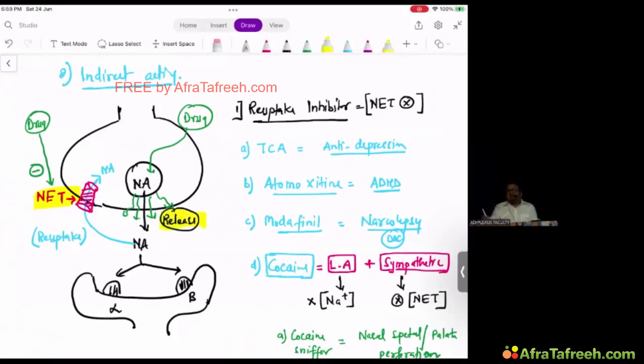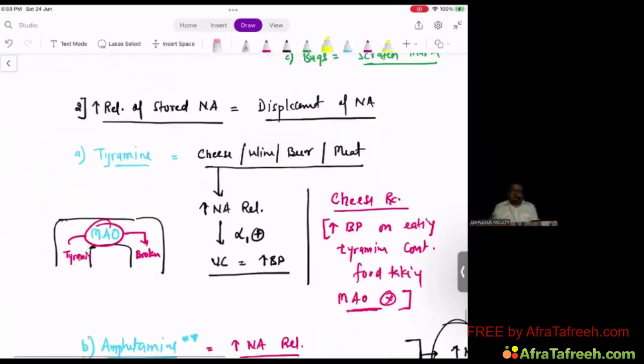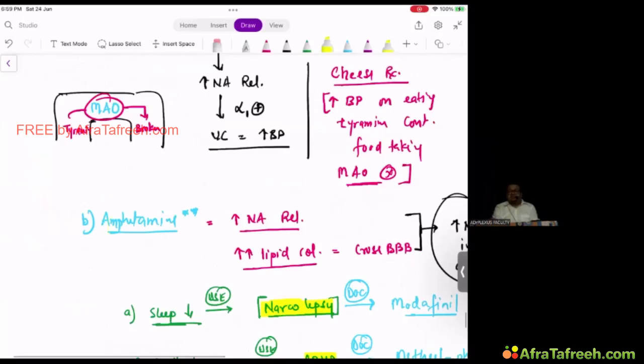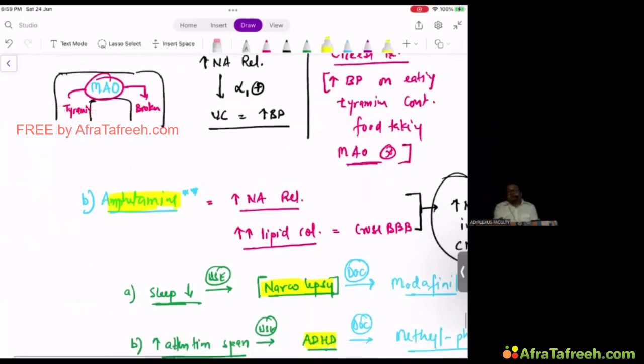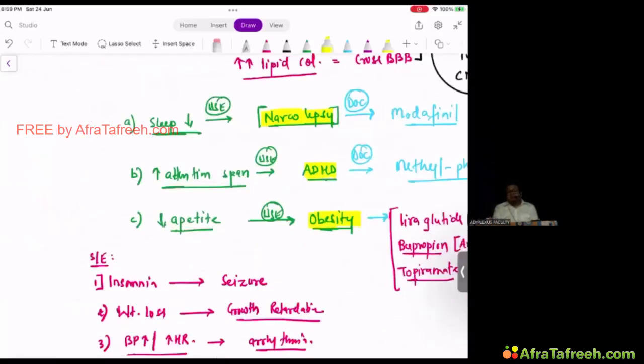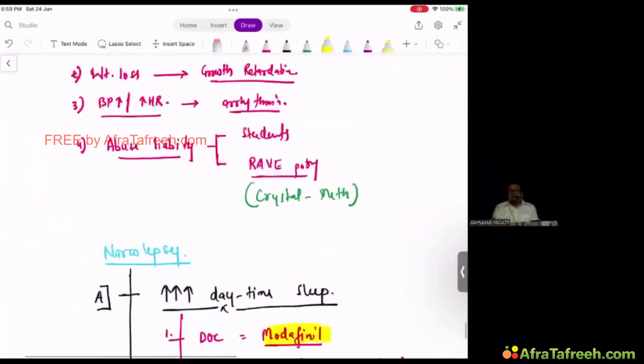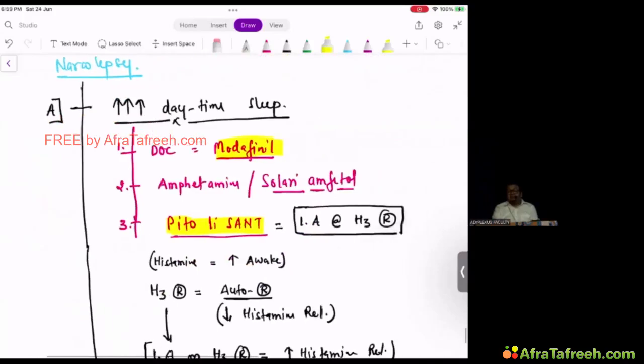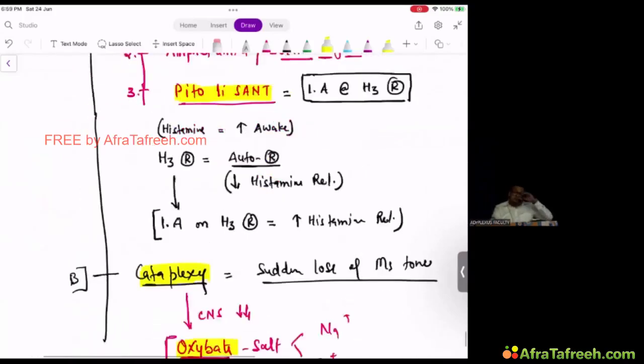Reuptake inhibitors, four drugs are written in front of you. Now modafinil should be clear. Narcolepsy we have discussed. Cocaine I have told you in detail. Increased release or displacement, the main drug to discuss is amphetamine. Through amphetamine we have discussed narcolepsy also. We have discussed ADHD and obesity. All things are done. Finally, some points in narcolepsy are also done.